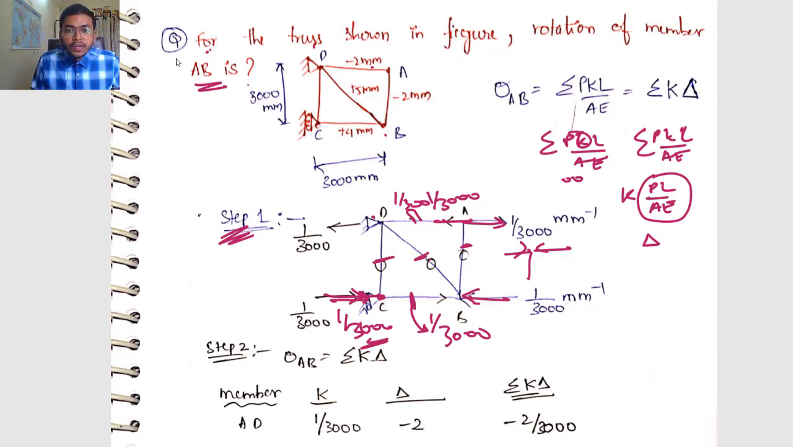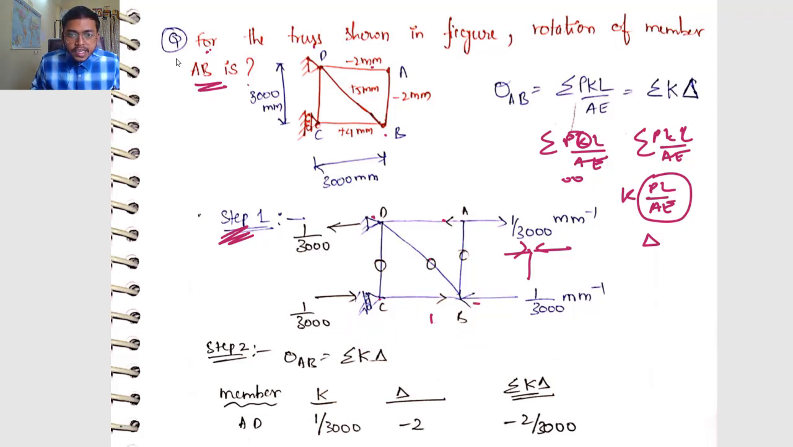Or else you can find the support reactions. How to find the support reactions? You can take the moment equation, sigma x equals 0 or sigma y equals 0. Just take the moment equations. So you take the moment equation at joint C. What will you get? This force is passing through the joint C, so it gives zero moment.